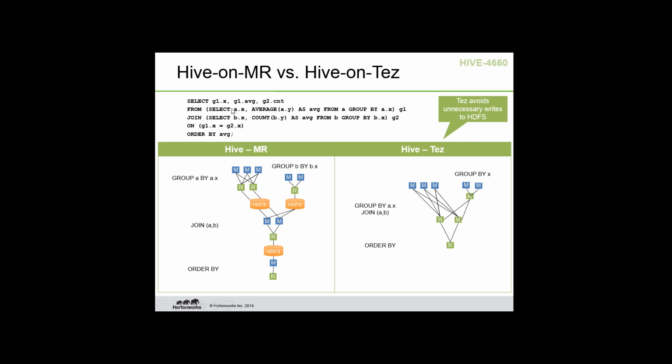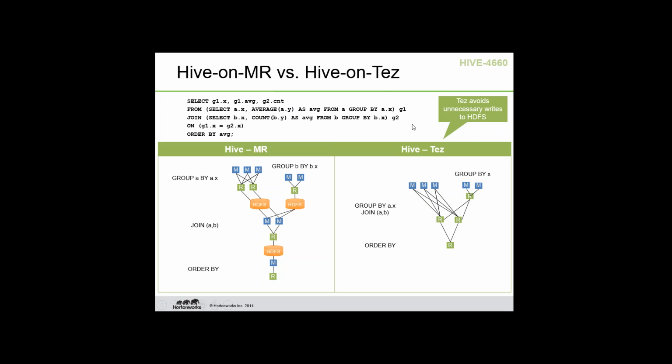So suppose some user has been writing the following query, like select some of the schemas like g1.x, g1.average, g2.count from another query, like another subquery, and performing a joining operation. There is an order by clause available, and a group by clause has been built within the subqueries. So these are the phases that are available within that execution environment in the backend.